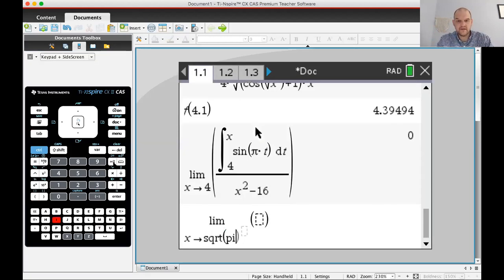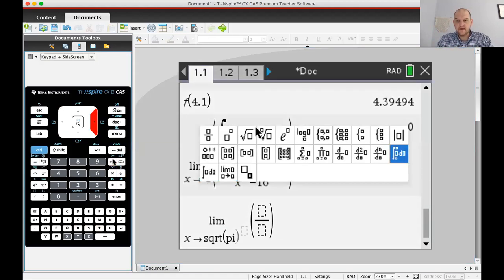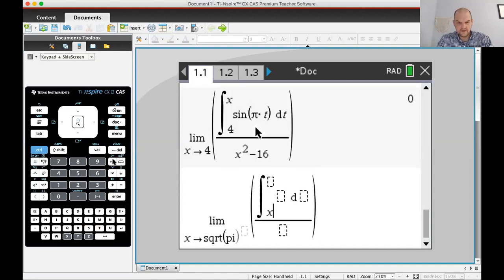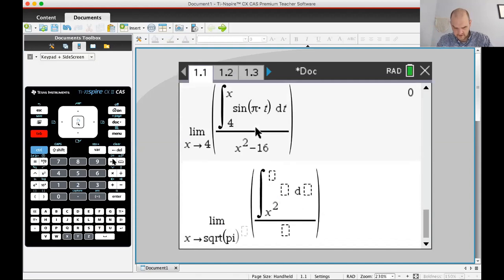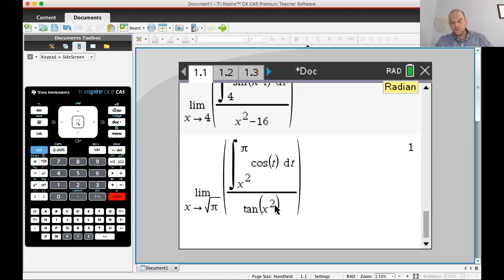Square root of pi, this one's weird. So it's the integral. I'm going to type in the original problem, so not going to change the bounds and switch the sign. I'm just going to go x squared to pi and then cosine of t dt over the tangent of x squared. So you need to be in radians. I don't think I mentioned that enough. You can tell on my calculator I'm in radians because it says it up here. So I'm just going to press enter, and I get 1, which is what we got.